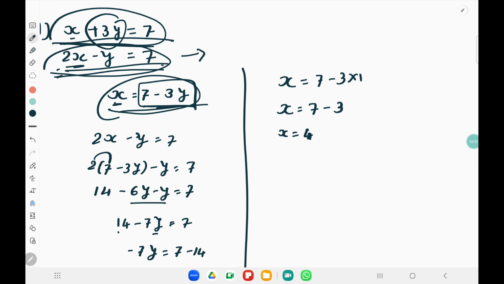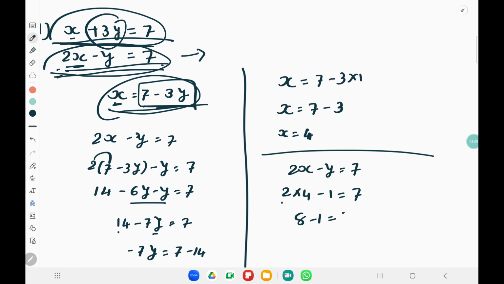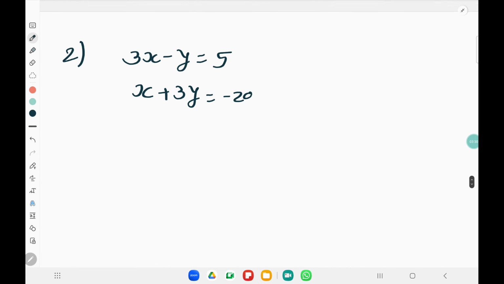Let's check whether our answer is correct or not. For that I am taking this second equation. Okay, so 2x minus y equals 7. The x value is 4. So 2 times 4 minus the y value, 1, equals 7. 2 times 4 is 8, take away 1 equals 7. So 8 take away 1 is 7. So yes, our answer is correct. Okay, so this is another method. In yesterday's video we learned to add or subtract both equations, and today we learn by making either variable the subject. Okay, let's move on to the second example.